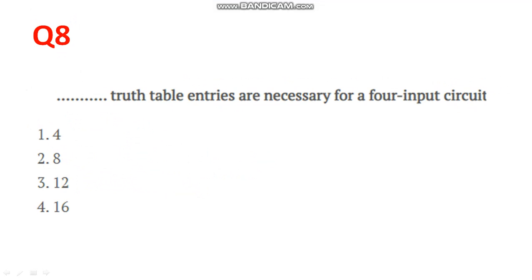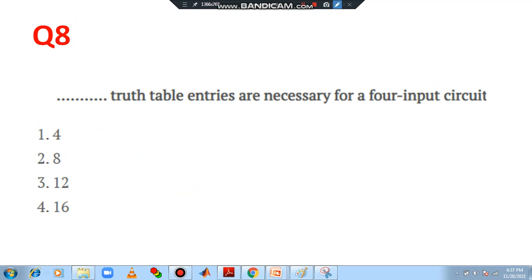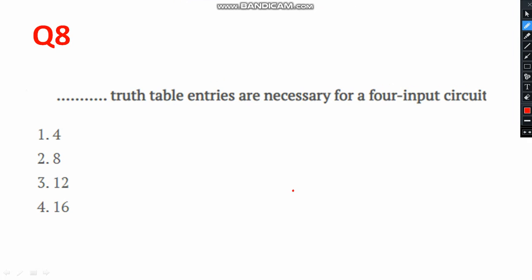Question number 8. Dash truth table entries are necessary for a 4 input circuit. For a 4 input circuit, how many entries are there? 2 to the power n. Here 2 to the power 4. What is 2 to the power 4? It is of course 16. The correct answer is option D, 16.